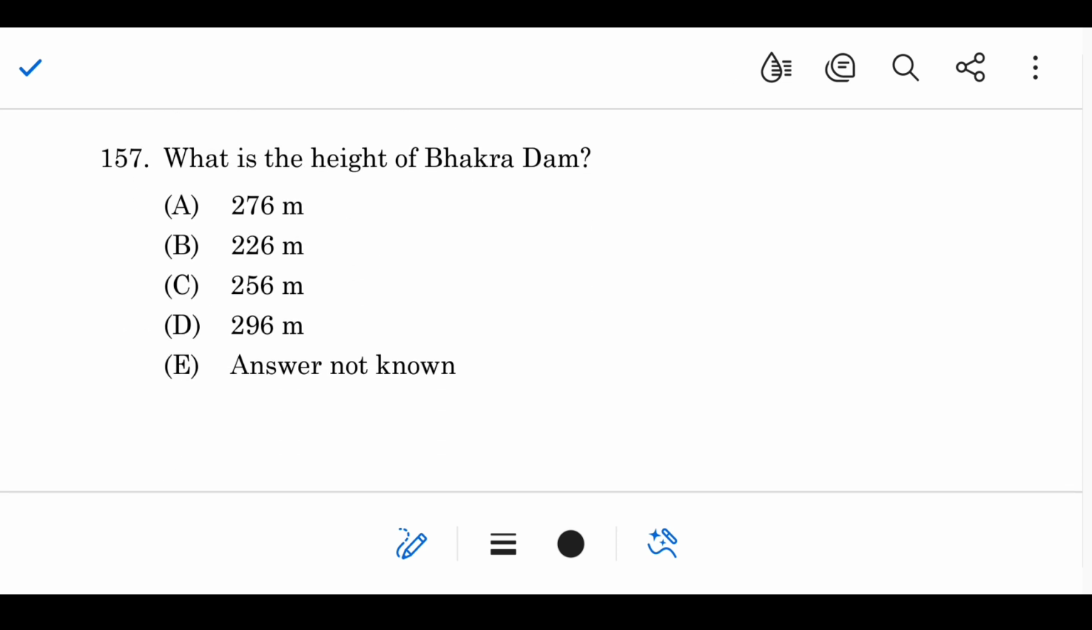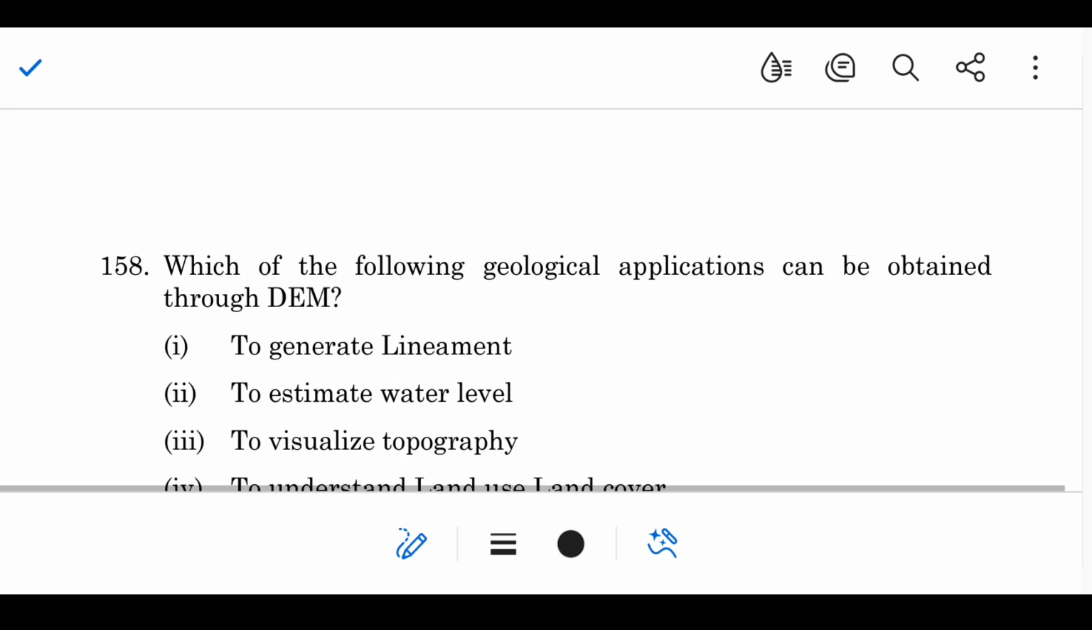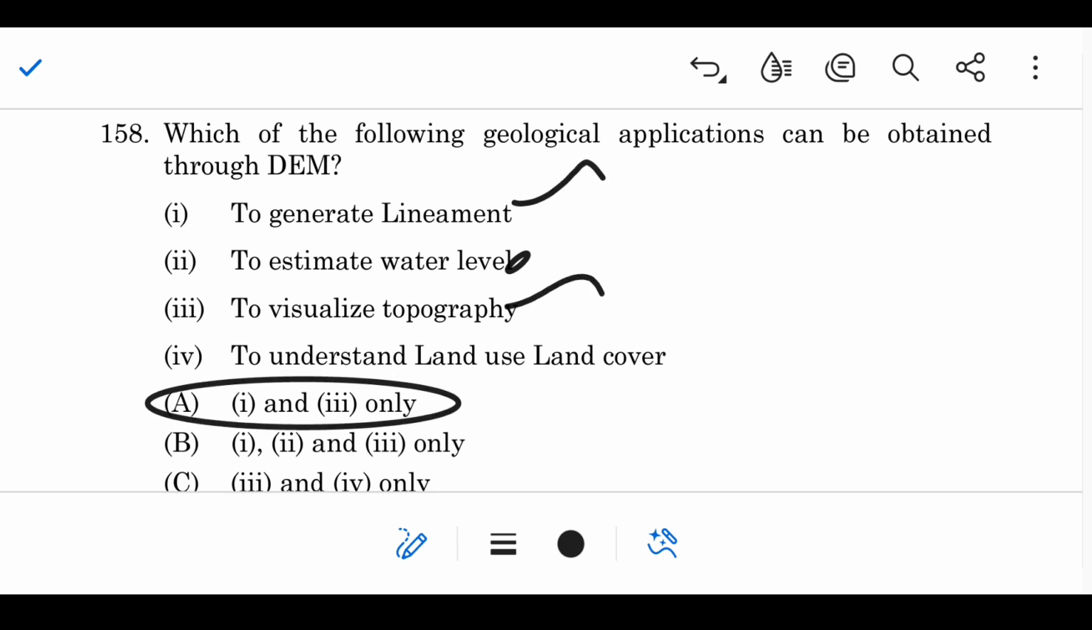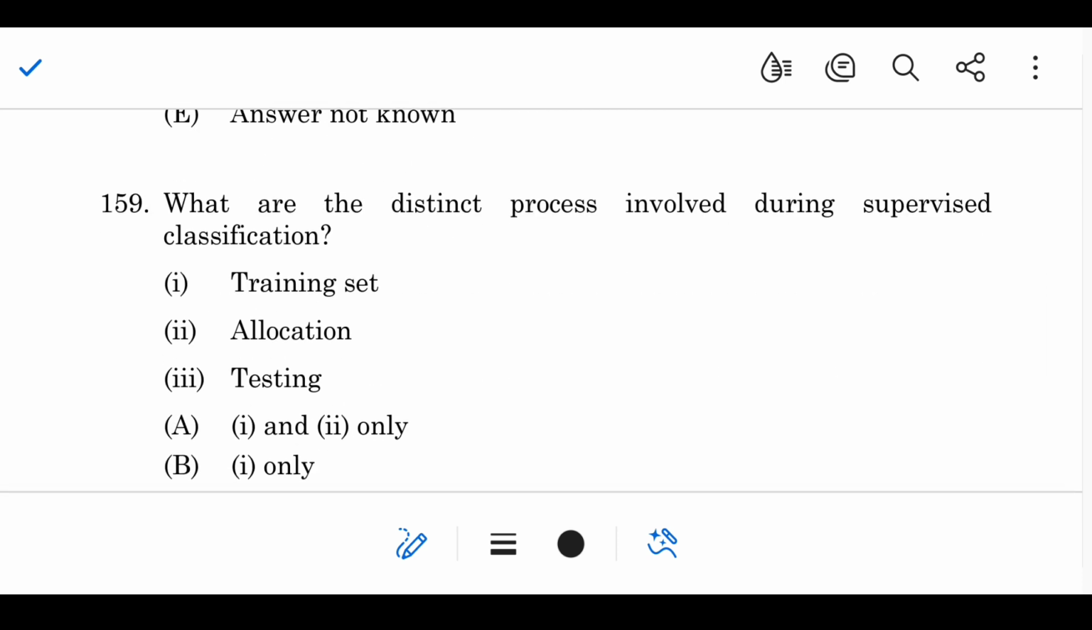What is the height of Bhakra Dam? It is 226 meters. Which of the following geological applications can be obtained through DEM? To generate lineament, yes. The estimate of visual topography, no. Then to understand land, and land is only 1. 1 and 3 are correct. What are the distinct processes involved during supervised classification? Training set, allocation, testing. Okay, 1, 2 and 3 are correct.